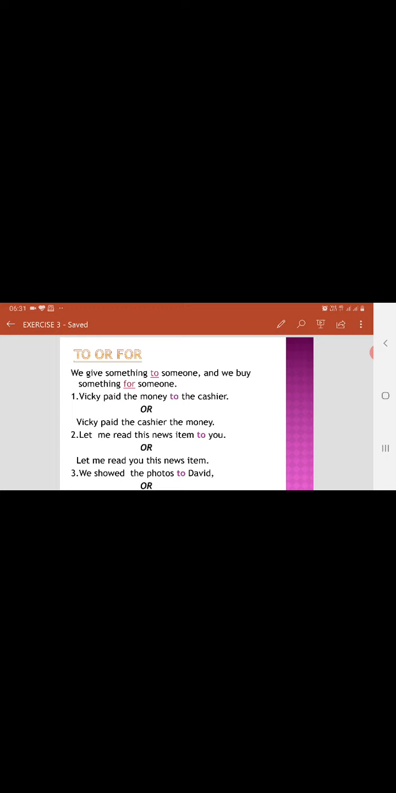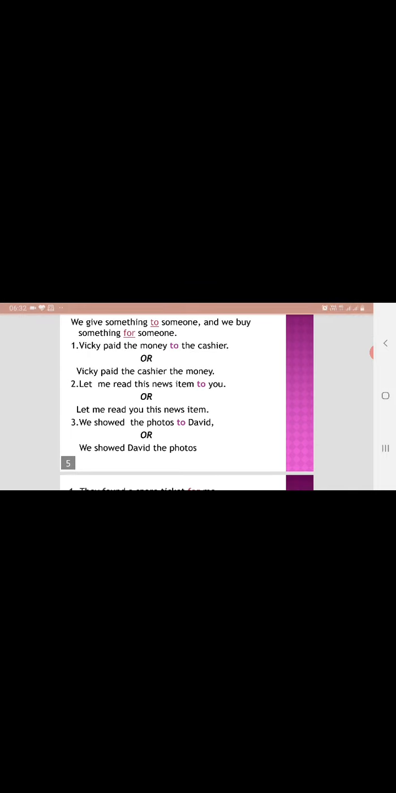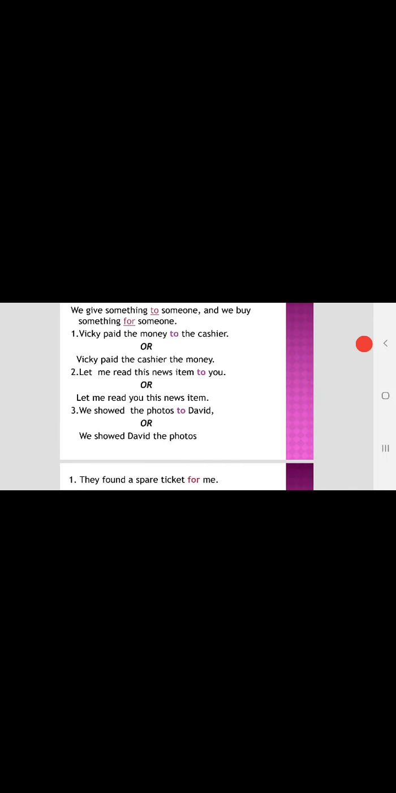Vicky paid the money to the cashier. Or we can write this sentence as Vicky paid the cashier the money. Indirect object, we are using to. Let me read this news item to you. Let me read you this news item. We showed the photos to David. We showed David the photos.